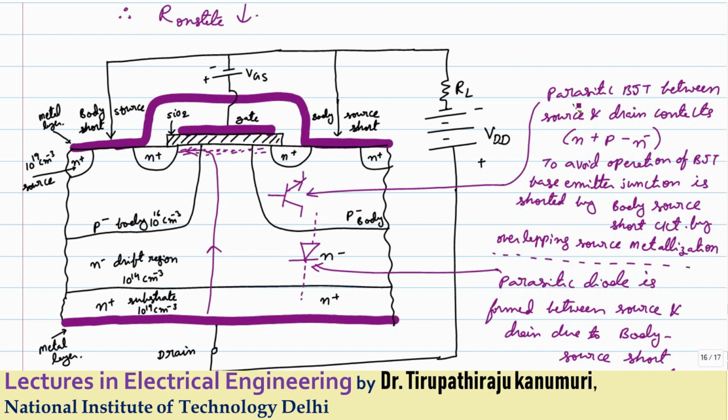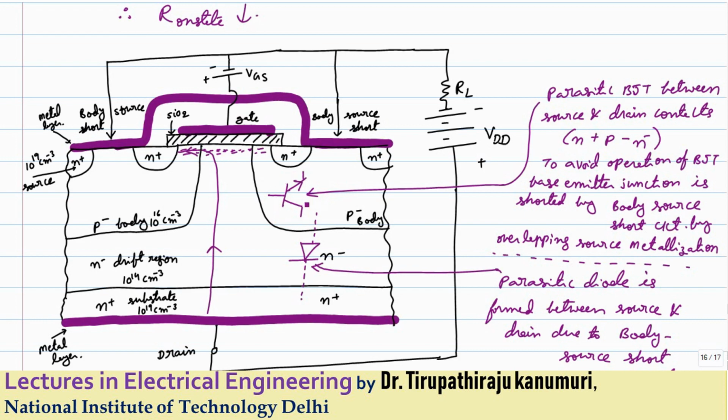So this BJT that is formed is called the parasitic BJT. This is due to N plus, P minus and N minus. To avoid this, I want the voltage difference between the base and the emitter to be as minimum as possible, or otherwise the voltage difference between the body layer and the source layer should be as minimum as possible. That's why they are connected together by a metal source. That's why it is named here body source is short circuited. Because of this, the parasitic BJT will become ineffective.